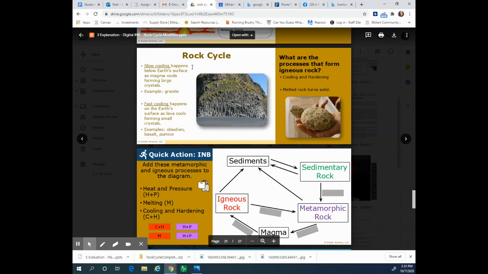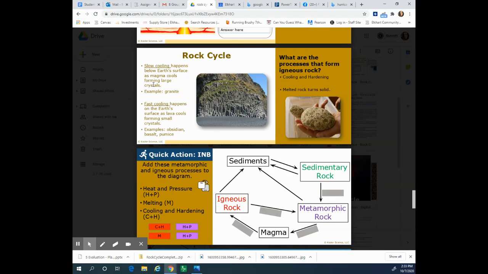The rock cycle. Slow cooling happens below the Earth's surface as magma cools, forming large crystals. An example of that is granite rock. Fast cooling happens on the Earth's surface as lava cools, forming small crystals. Examples of this are obsidian, basalt, and pumice.